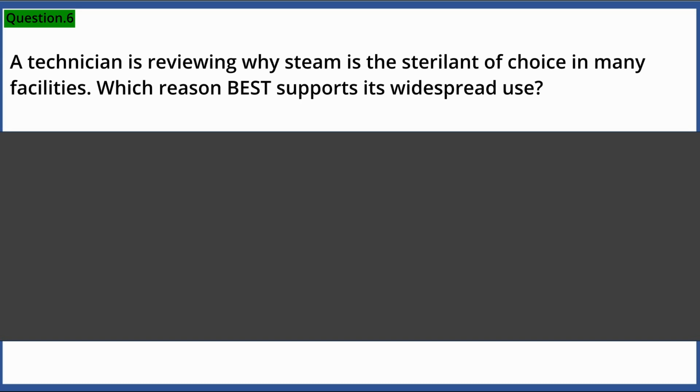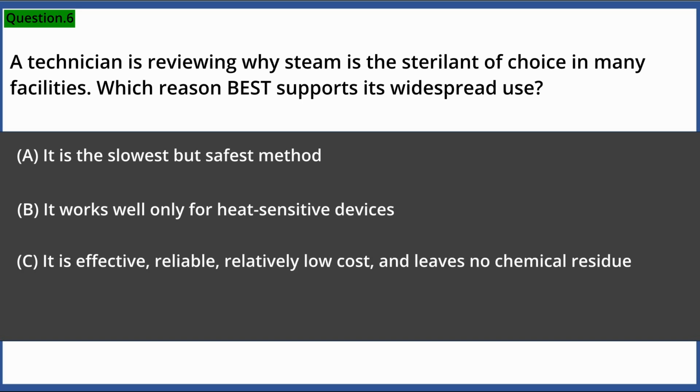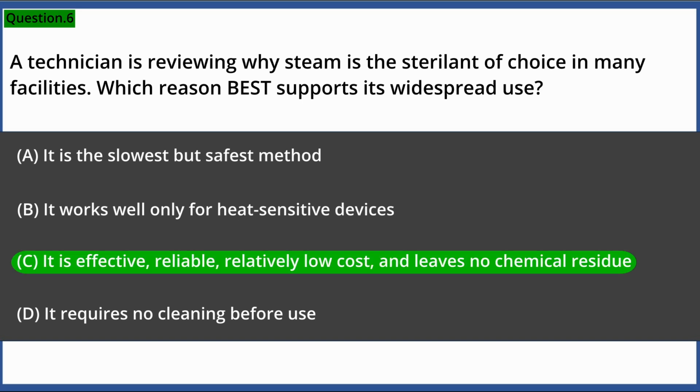A technician is reviewing why steam is the sterilant of choice in many facilities. Which reason best supports its widespread use? A. It is the slowest but safest method. B. It works well only for heat-sensitive devices. C. It is effective, reliable, relatively low cost, and leaves no chemical residue. D. It requires no cleaning before use. Answer. C. It is effective, reliable, relatively low cost, and leaves no chemical residue.